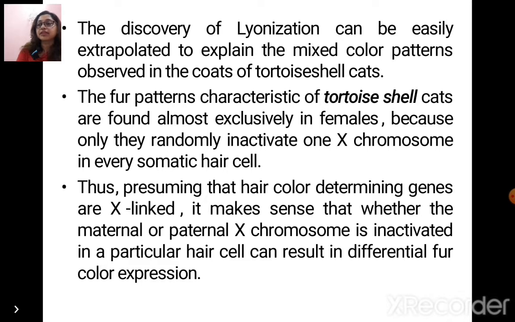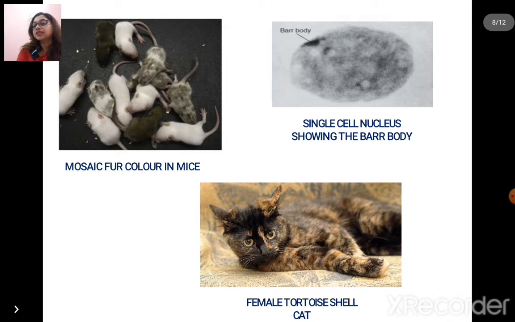Thus, presuming that hair color determining genes are X-linked, it makes sense that whether the maternal or paternal X chromosome is inactivated in a particular hair cell can result in differential fur color expression. Now, on your screen, you can see the mosaic fur color in mice, and here is the figure of a single nucleus where the bar body is clearly shown, and this is the diagram or figure of the female tortoiseshell cat.